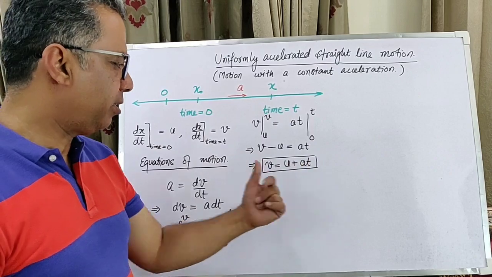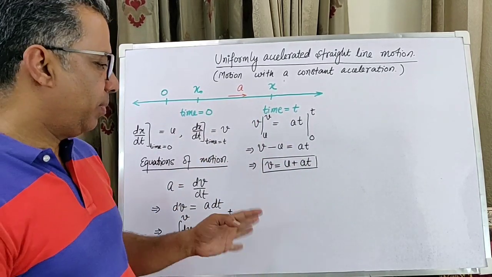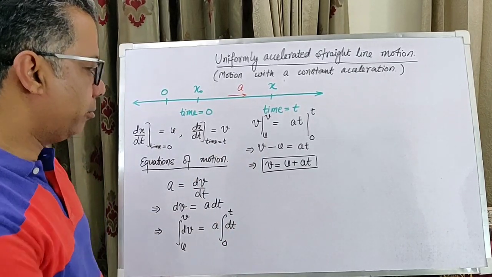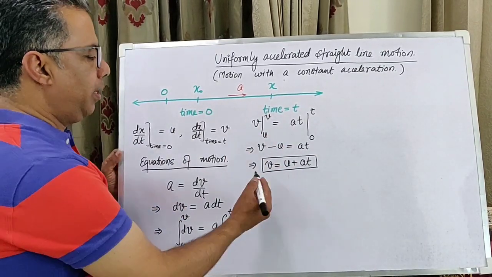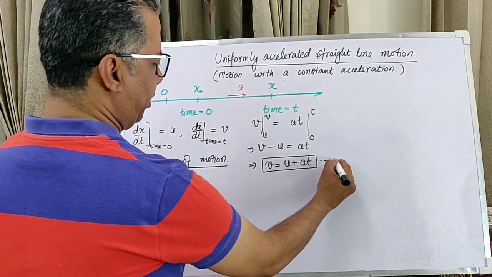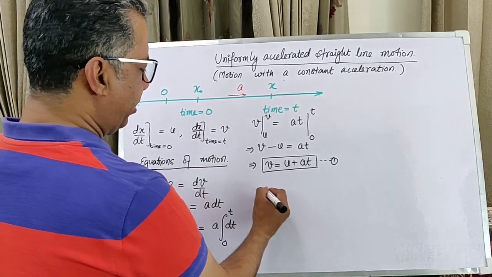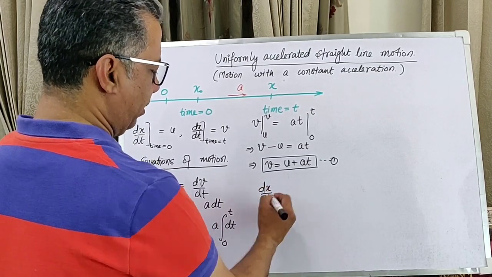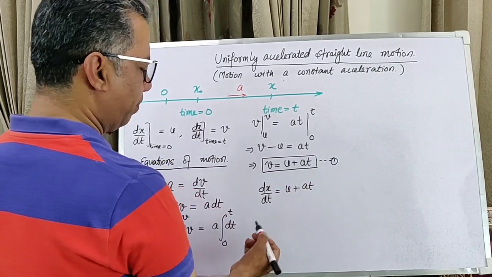We have derived this now using calculus. In class 9, I guess you derived it in your junior classes. You arrived at the result using graphical interpretations, I guess. Now we've got the first equation here. Now we look for the second. This v here is dx by dt, and that equals u plus a t.